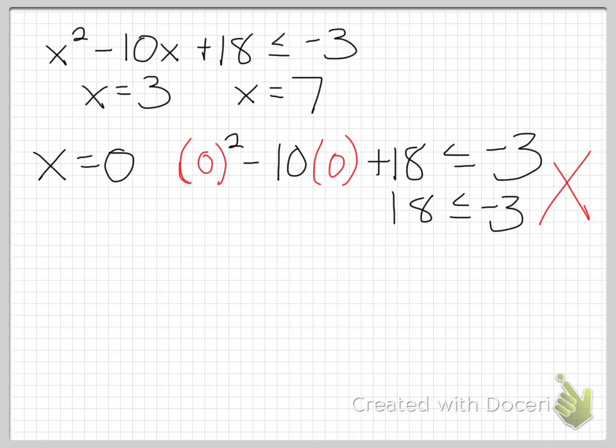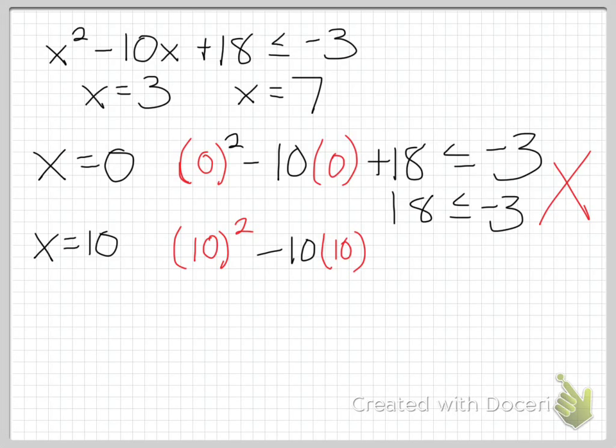So it's not going to be anything that is less than 3. Let's try something that is greater than the greatest, any number that's greater than 7. Again, I'm going to make my life easy by picking a number that's really easy to add, subtract, and multiply, so I'm going to go with 10. If I substitute 10 in place of every x, I would have 10 squared minus 10 times 10 plus 18 must be less than or equal to negative 3.